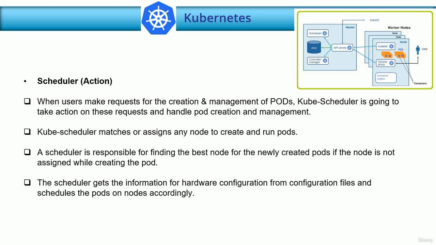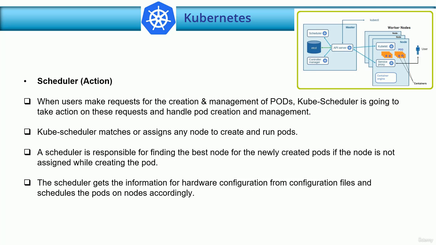When users make requests for the creation and management of pods, the kube scheduler is going to take action on these requests and handle pod creation and management. So let me take an example. Suppose I want to create 10 containers of Ubuntu system on my Kubernetes cluster. So what will happen? The user will send the request to the API server using the manifest.